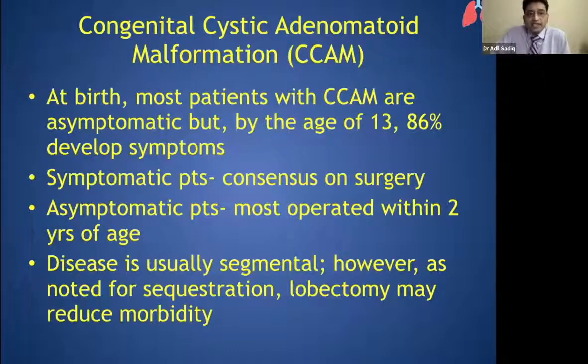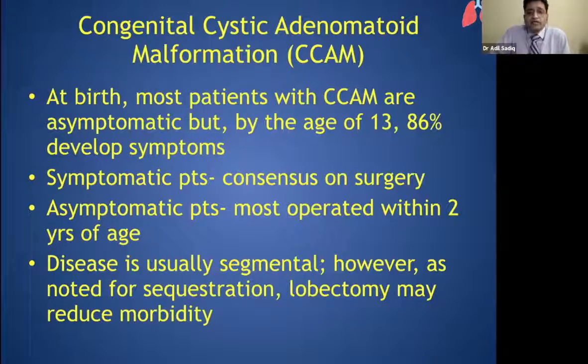What's important is that most of the patients at birth with CCAM are asymptomatic, but by the age of 10 or 12, most of them are symptomatic. There's no doubt about the consensus on surgically treating them in all symptomatic patients. Asymptomatic patients, again, debate between operating or not operating, especially as the risk of operation in younger children could be higher.